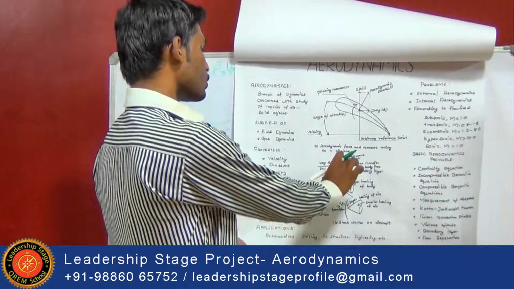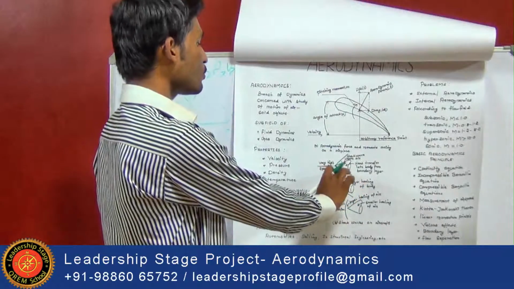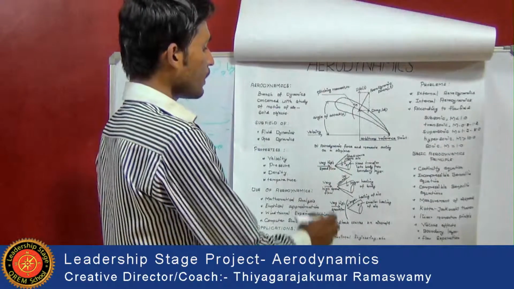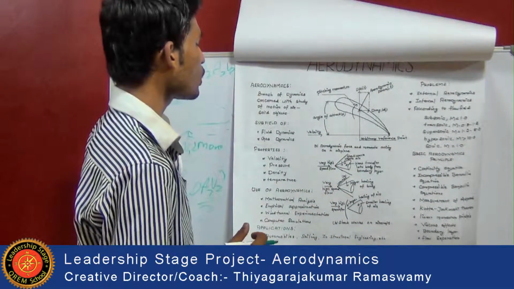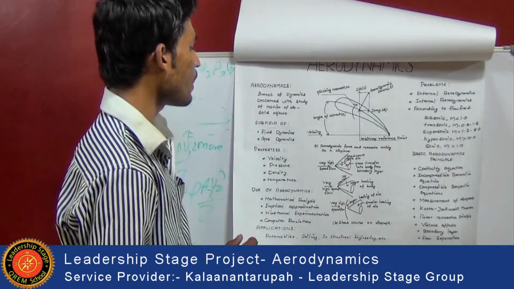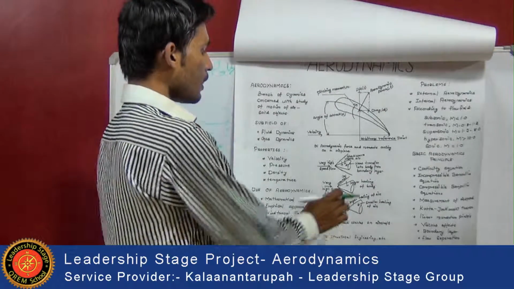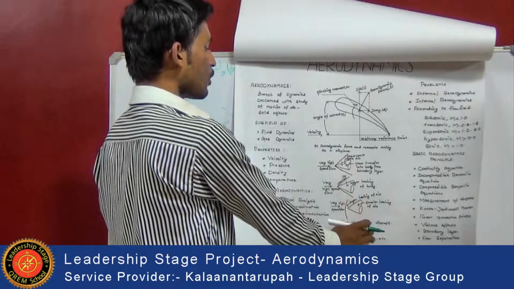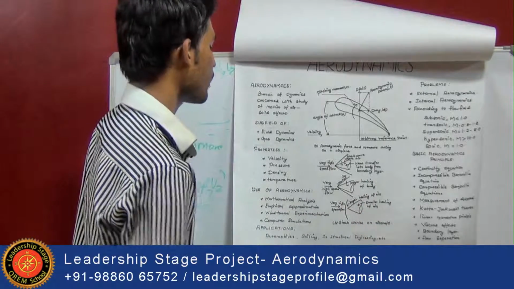And this diagram shows the shock waves that form in front of the nose. There are three types: one is the weak shock wave, another is the strong shock wave, and another is the normal shock wave. And this diagram shows the shock waves that form in front of the nose of the aircraft.